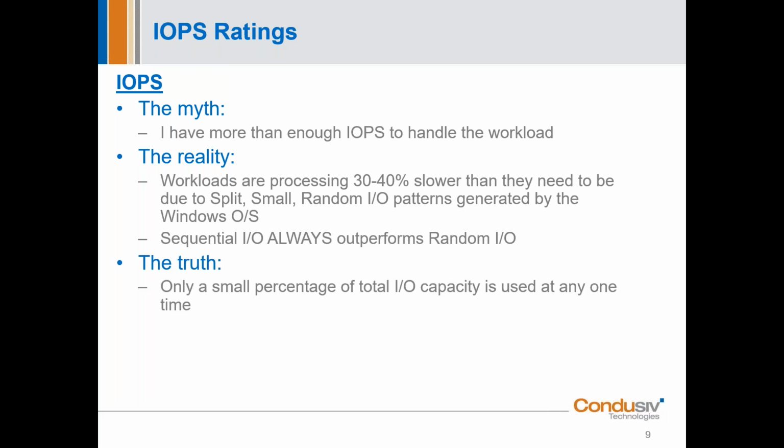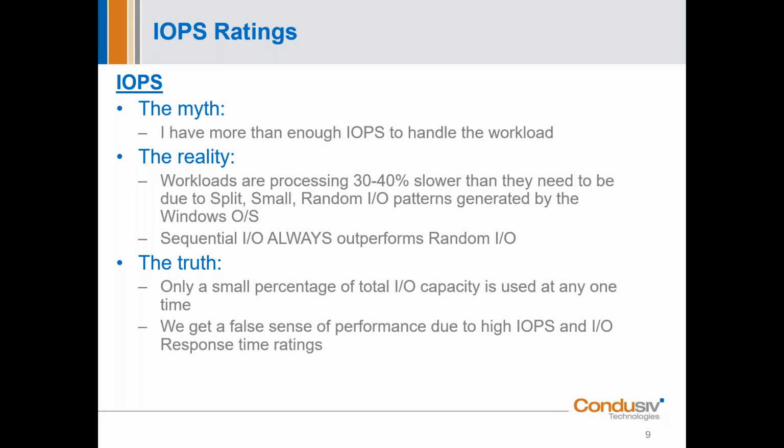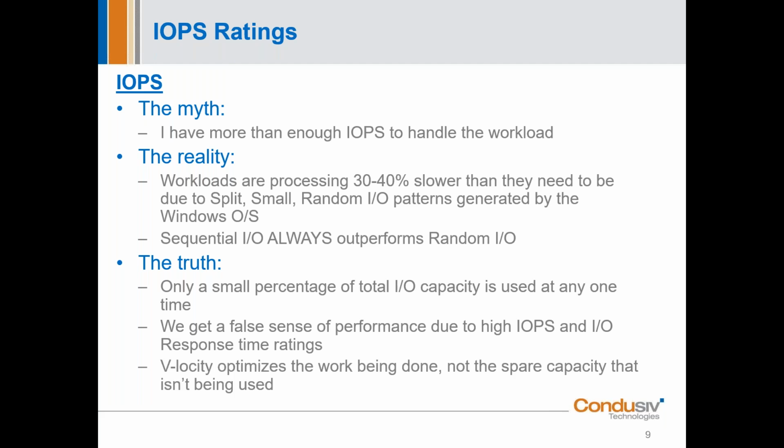Now, the truth is only a small percentage of total I/O capacity is used at any one time, right? You're using maybe 3 to 10%. Now, because of the high IOPS ratings that we have and the perceived speed, and we'll talk about the IO response time fallacy here in just a second, we get a false sense of performance confidence due to the high IOPS ratings and the IO response times. So what we're doing with Velocity is optimizing the work that's being done, not the spare capacity that isn't being used.